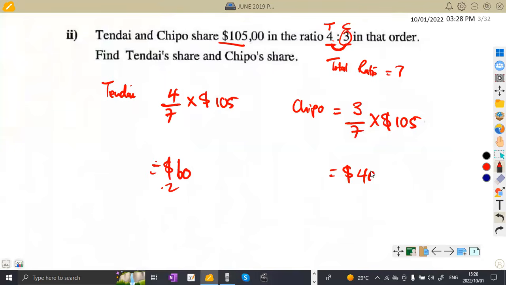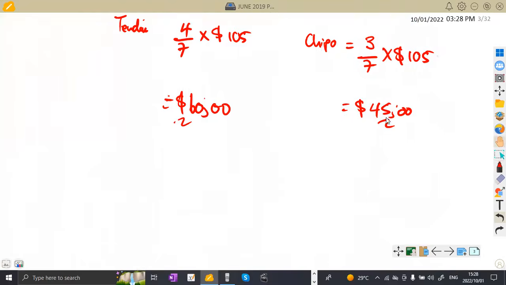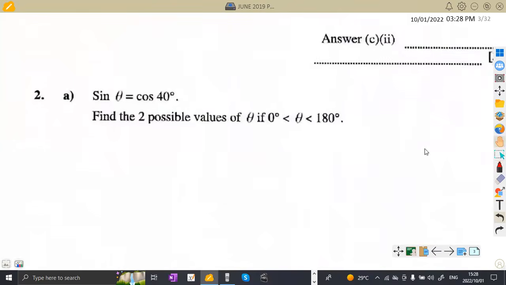All right. So Chipo is going to obtain $45, and this one is going to obtain $60. So that was the idea of this one. All right, so you guys have to work on these questions as much as you can.